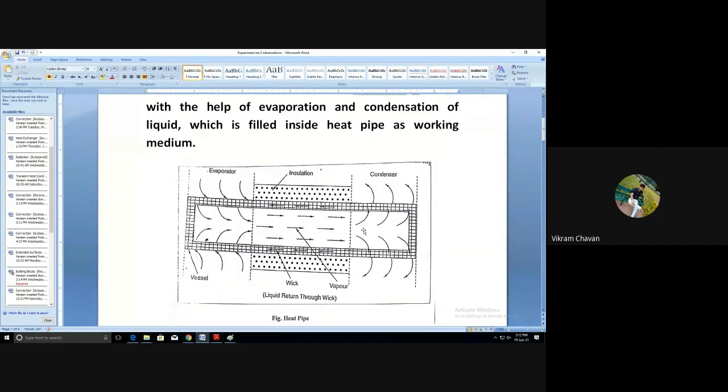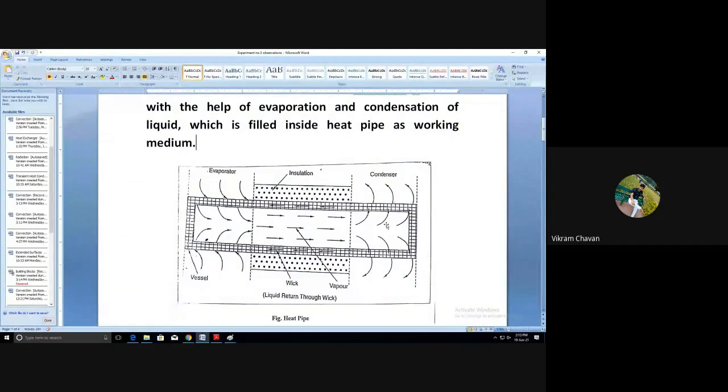Where this heat pipe will release the heat to the external environment, at that location, this condenser section is placed. Now, when the vapor reaches this condenser section, due to the low temperature surrounding it, the heat will be released by the vapor fluid to the surface. Heat will be released by vapor to the surface, and the surface will release the heat to the external environment.